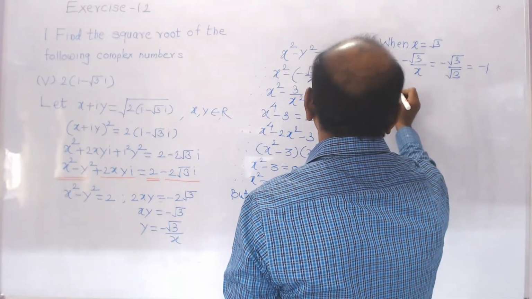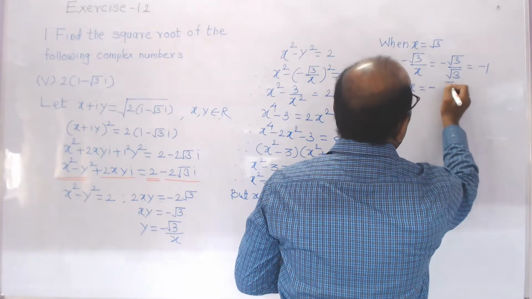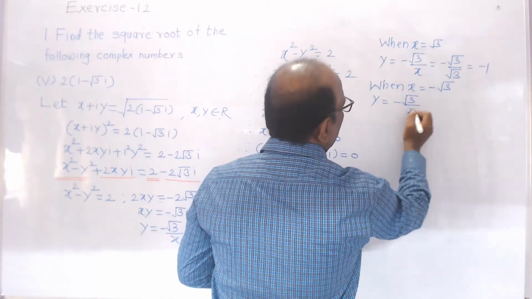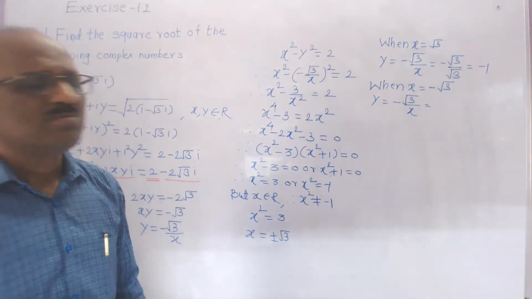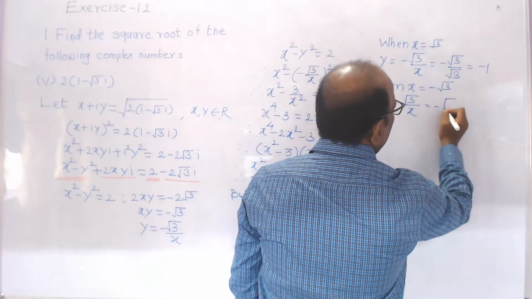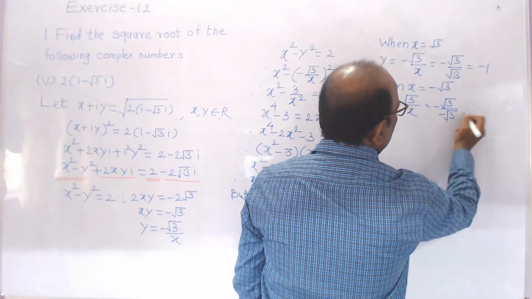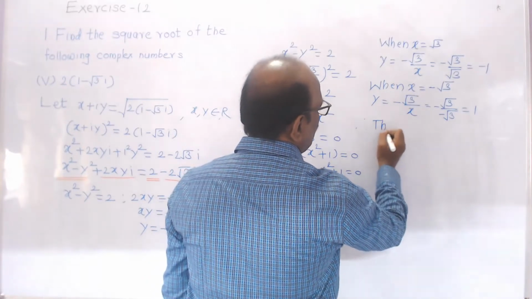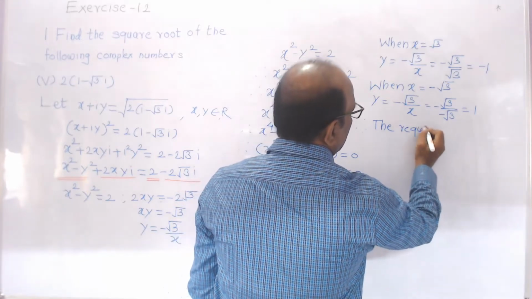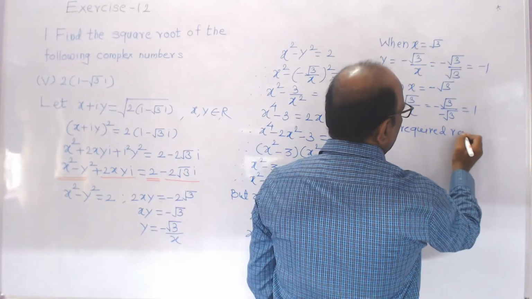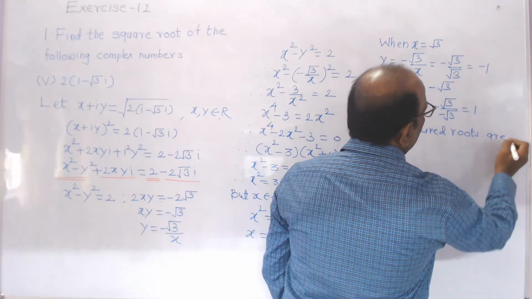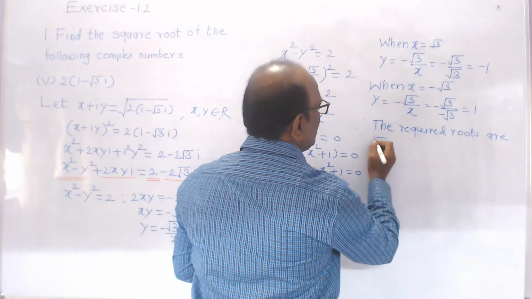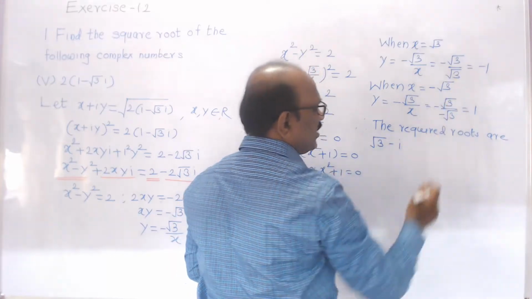Next, when x is equal to minus root 3, then y is equal to minus root 3 upon x. Substitute the value of x, that is, minus root 3 upon minus root 3, and that is equal to 1. Therefore, the square roots of the complex number, what are the required roots? That is root 3 minus 1 into i. Therefore, I will write here root 3 minus i.